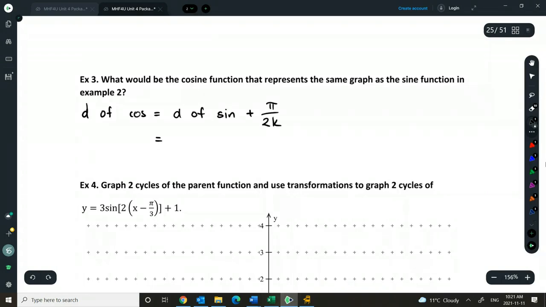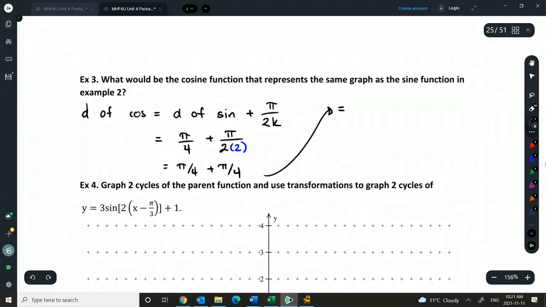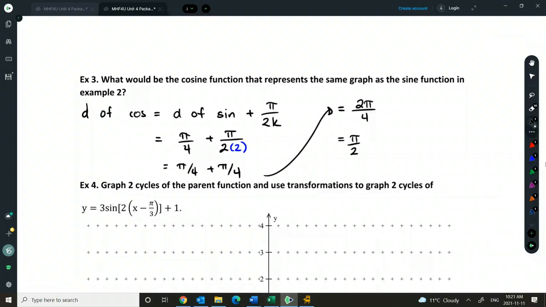So our existing shift is our positive pi over 4. And our k value we found as 2 above. So we're going to do pi over 4 plus pi over 4. What does that give us? Pi over 2. Yes, so it gives us 2 pi over 4 when we add the pi's, and then we reduce to pi over 2. So this is a pi over 2 right shift, right?